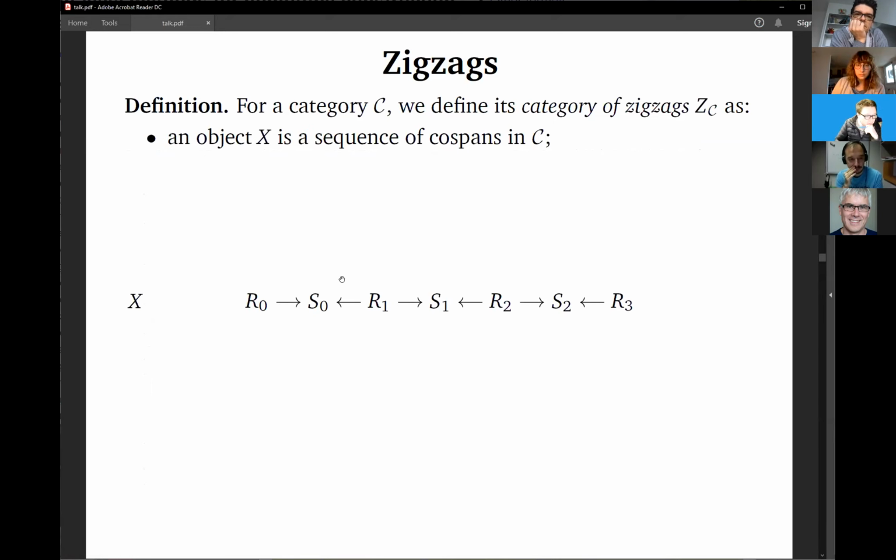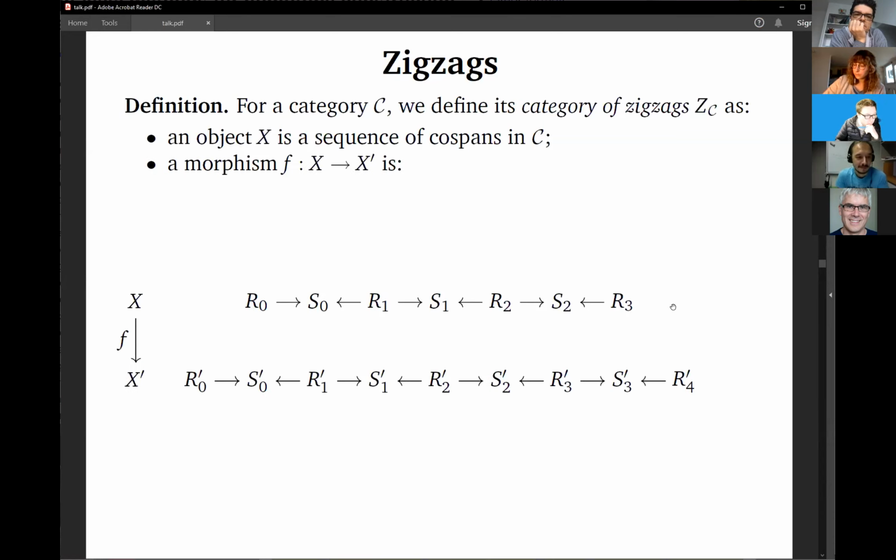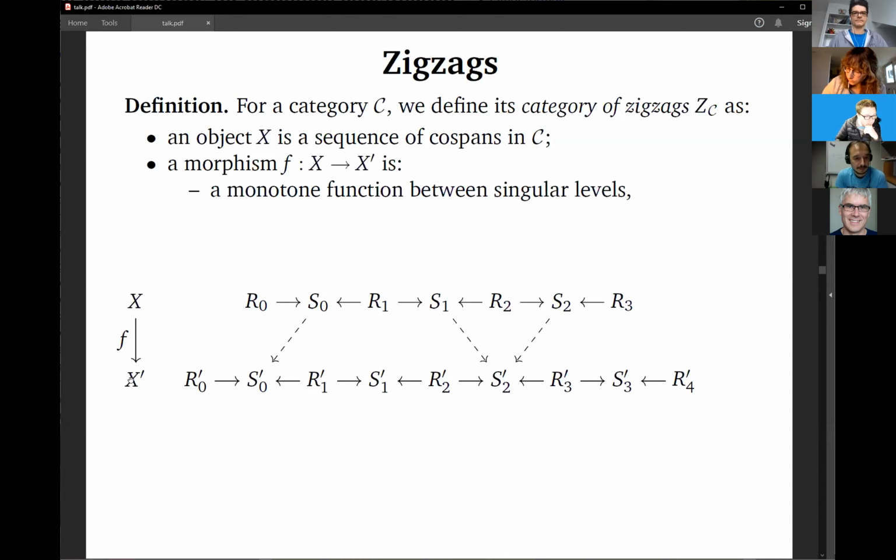An object is a sequence of cospans in C, where of course the adjacent cospans have to have matching objects. And then a morphism F from a sequence of cospans X to a sequence of cospans X prime is the following. It's a monotone function between the target objects of the cospans, built from morphisms of C.